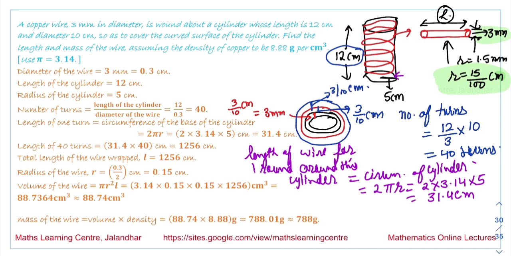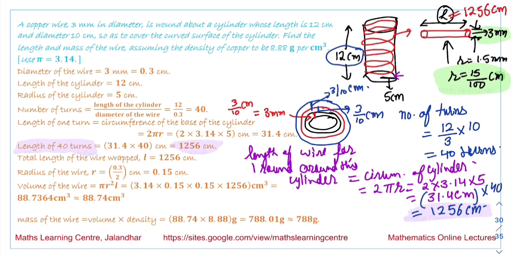So this is for the one round, so the length of the wire for one round will be 31.4 centimeter. And how many turns does it have to take? It has to take 40 turns. So the total length of the wire we will have is equal to 1256 centimeter. So the length of 40 turns will be equal to this much. This is the total length of the wire, the value of h that we have now, it is 1256 centimeter.